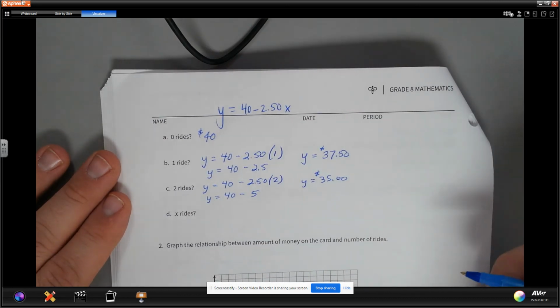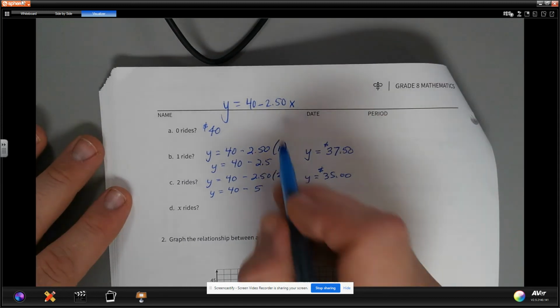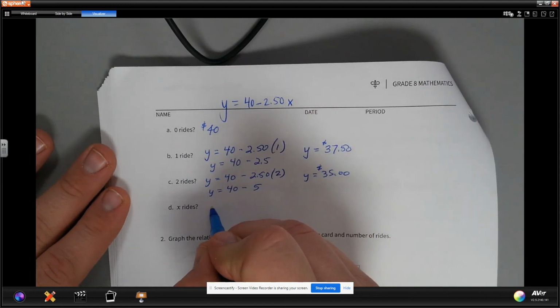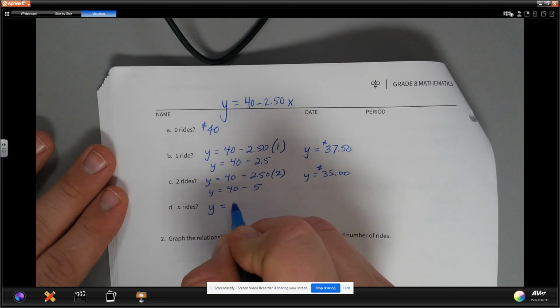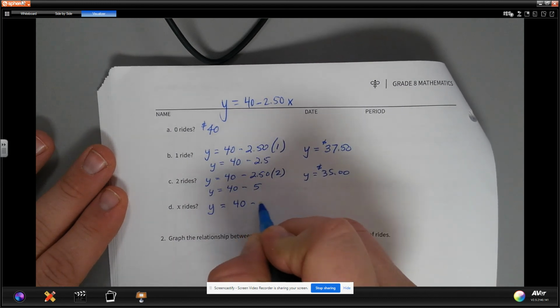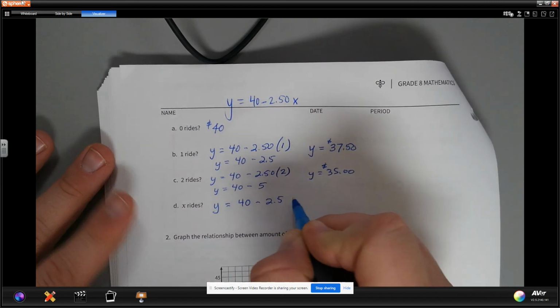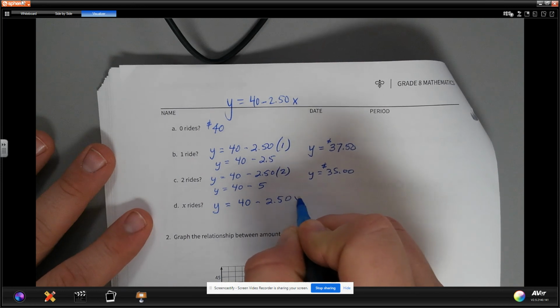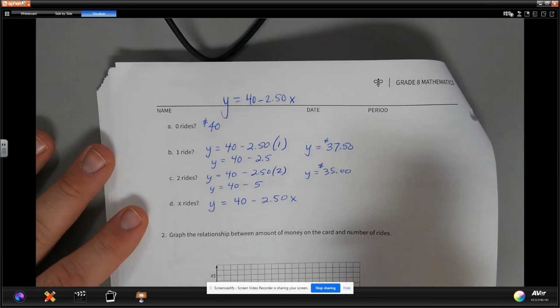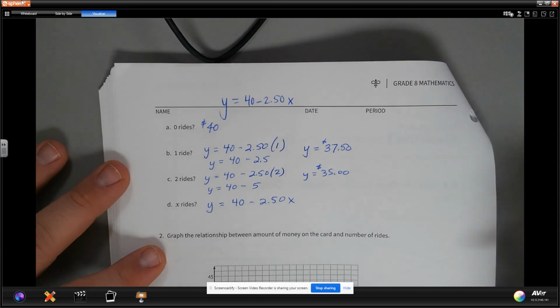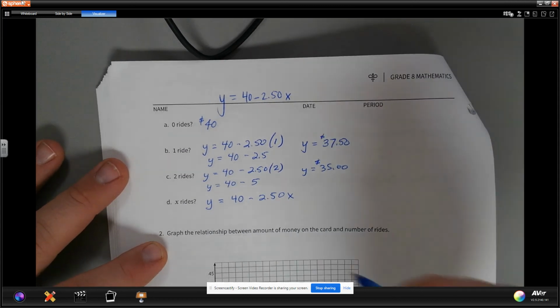So if we talk about any number of rides, we come right back to our equation, and we see that Noah is going to have $40 to start on his card. He's subtracting $2.50 every single ride that he takes. This is not the only way to write that. You might be saying, well, gee, that doesn't look like Y equals MX plus B.